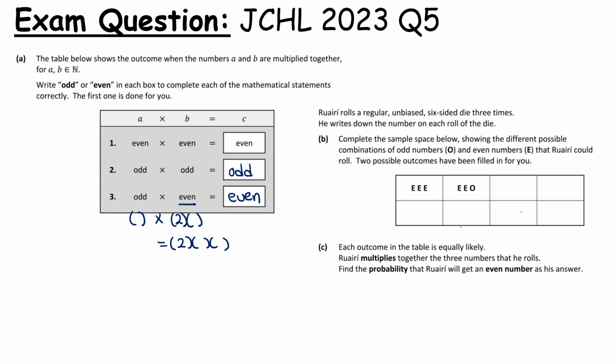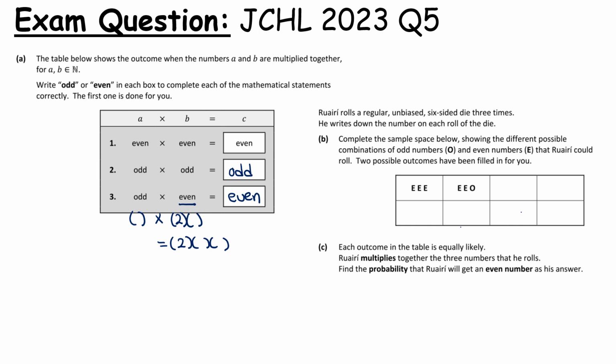So the reason we're doing this in a probability video is because the next part is getting into some probability, but looking at it in a slightly different way. So Rory rolls a regular, unbiased, six-sided die 3 times. He writes down the number on each roll of the die. Complete the sample space below, showing the different possible combinations of odd numbers and even numbers that Rory could roll. 2 possible outcomes have been filled in for you.